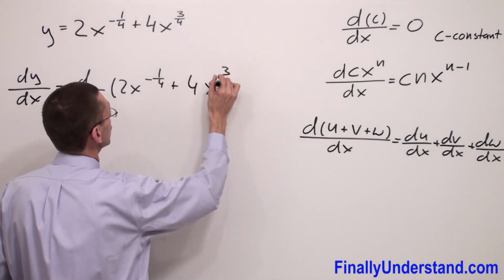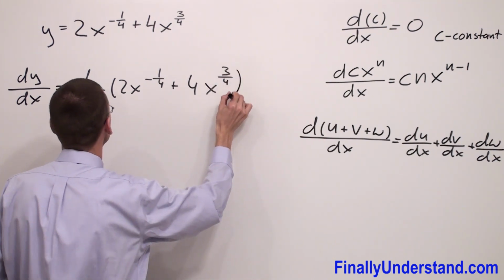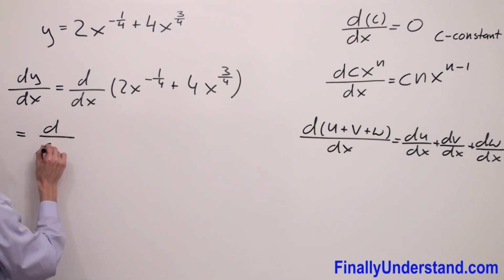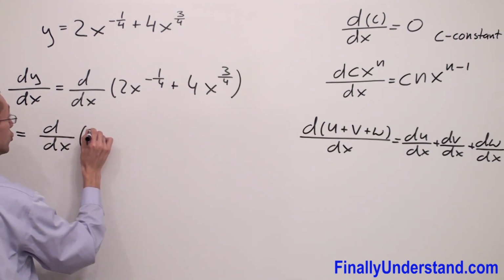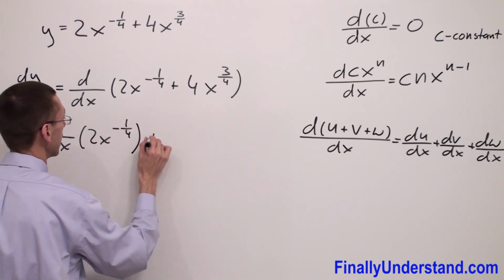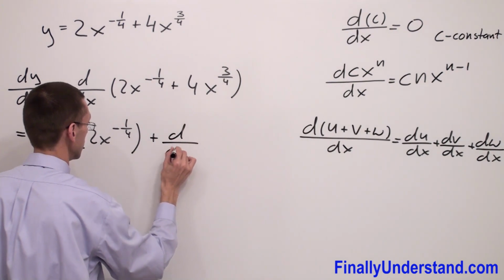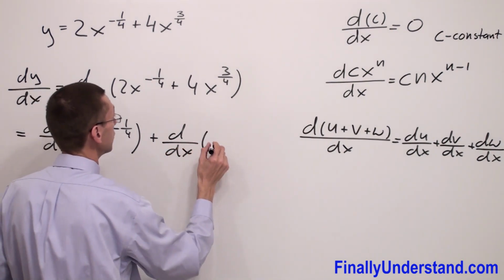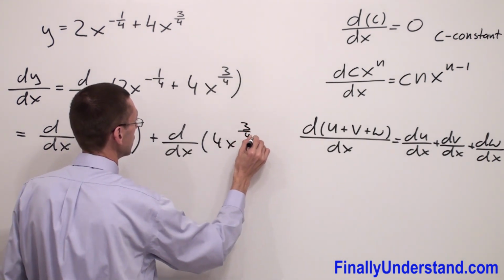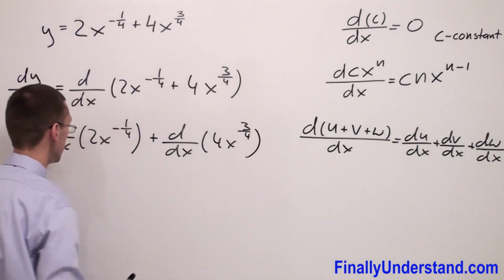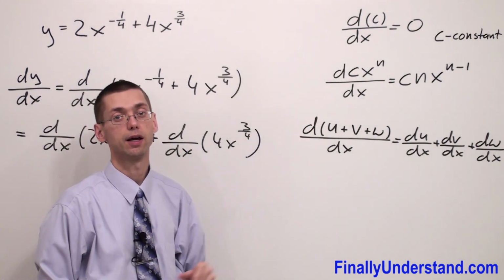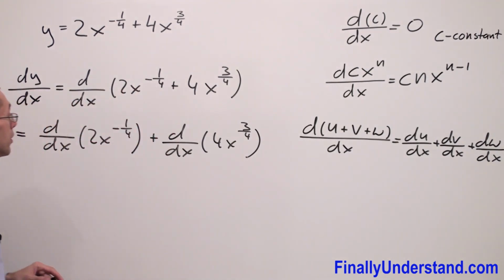4x to the 3/4. Okay, I can rewrite this as the derivative of 2x to the power negative 1/4 plus the derivative dx of 4x to the 3/4. Okay, next we are going to use this formula for the derivative of a constant times a power of x.